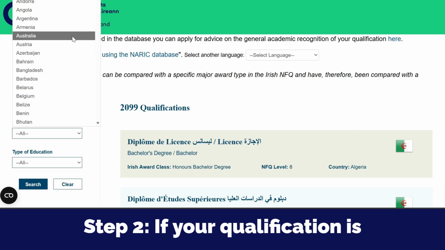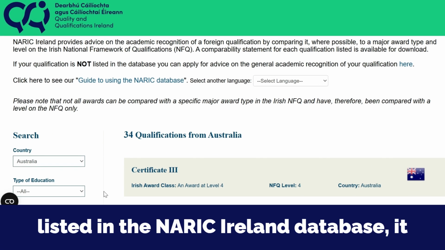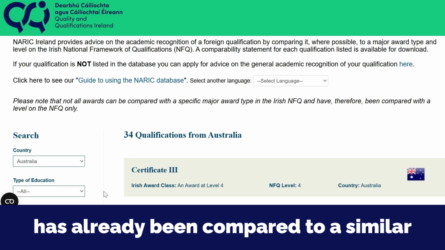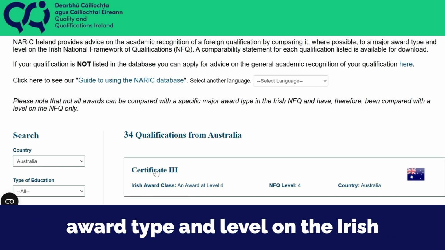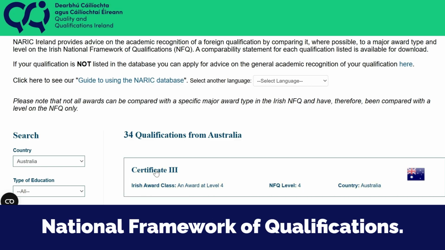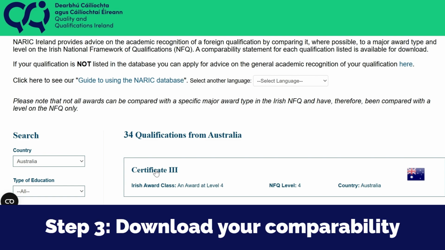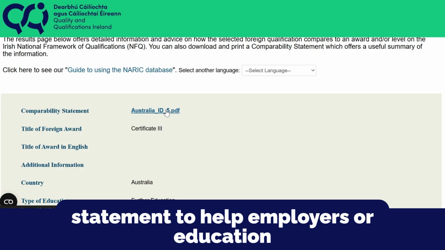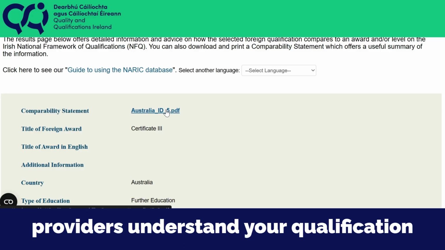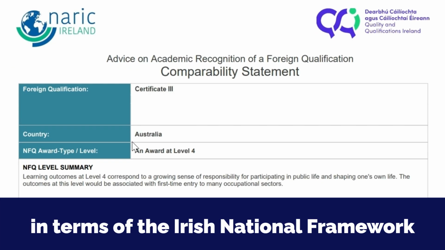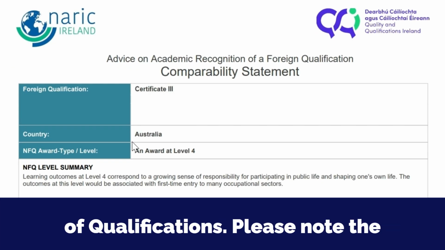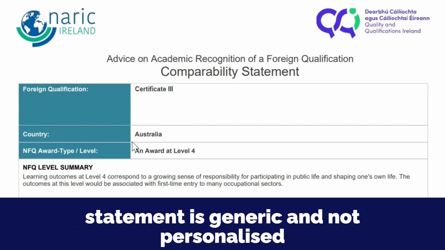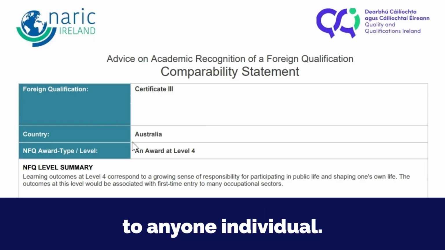Step 2. If your qualification is listed in the NARIC Ireland database, it has already been compared to a similar award type and level on the Irish National Framework of Qualifications. Step 3. Download your comparability statement to help employers or education providers understand your qualification in terms of the Irish National Framework of Qualifications. Please note, the statement is generic and not personalized to any one individual.